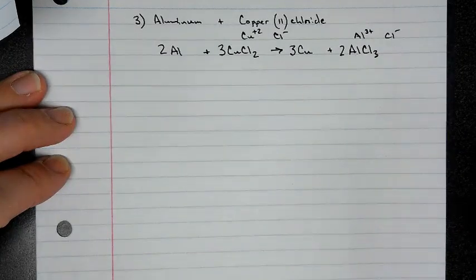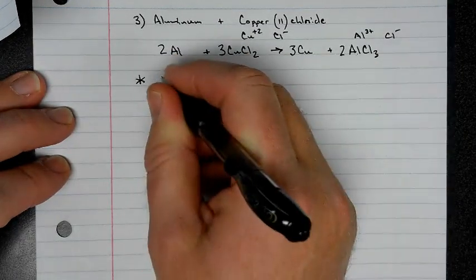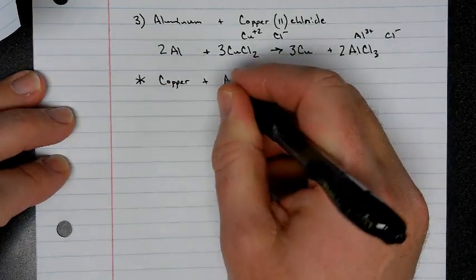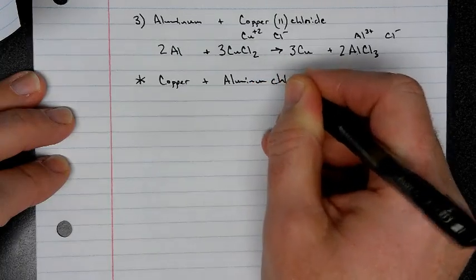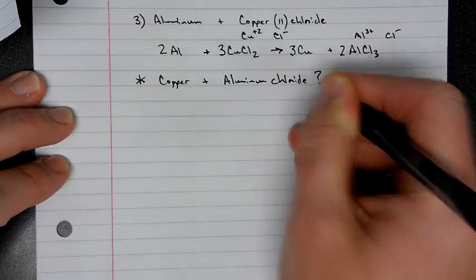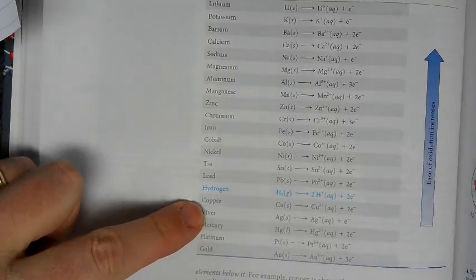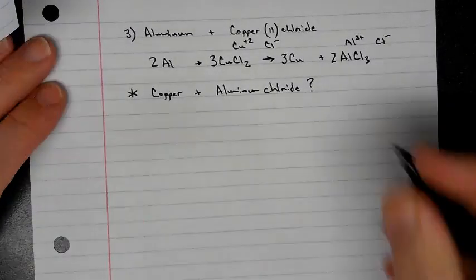Now, special note, what if I did this? I tried to mix copper and aluminum chloride. What would happen? Copper is below aluminum. It cannot switch places. So there would be no reaction. And you would simply write no reaction.